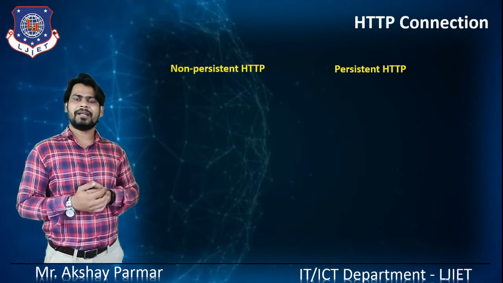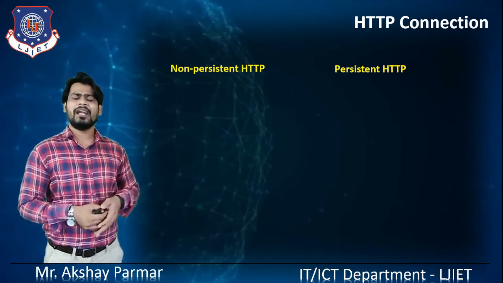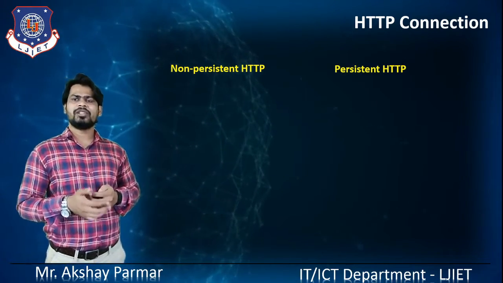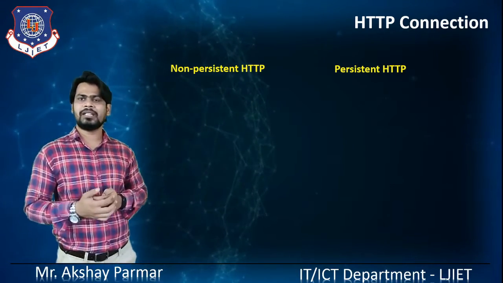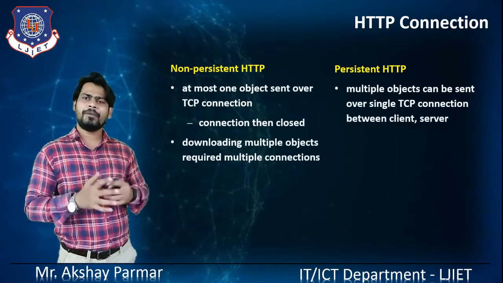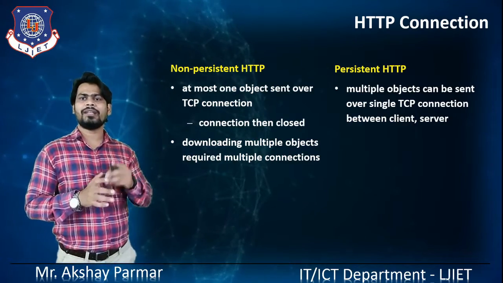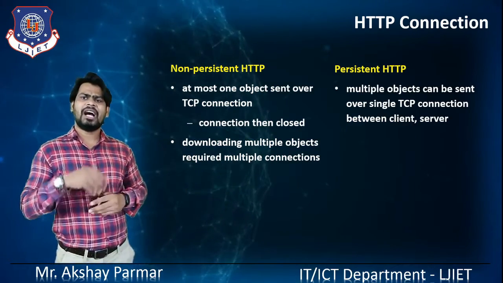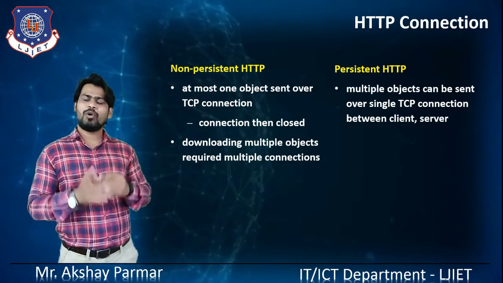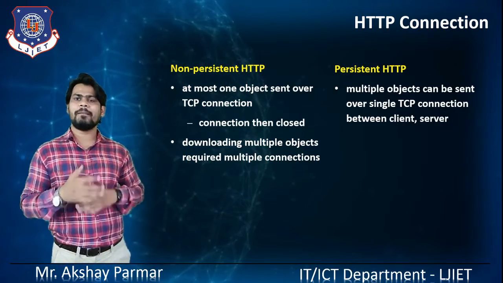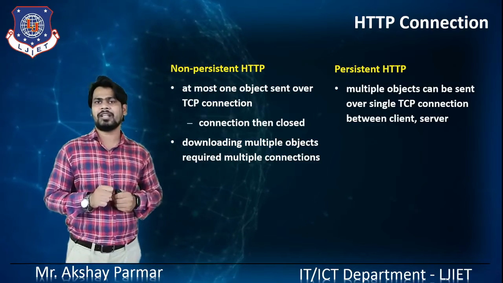After that, HTTP connections are mainly of two types: non-persistent HTTP and persistent HTTP. So what follows under non-persistent HTTP and persistent HTTP? In non-persistent HTTP, at most one object is sent over a TCP connection at a time. After sending one object, the connection is closed. Downloading multiple objects requires multiple connections when you are working with non-persistent HTTP.